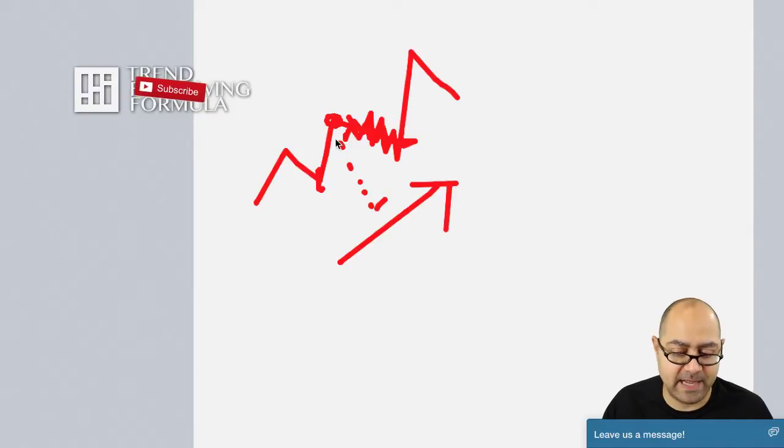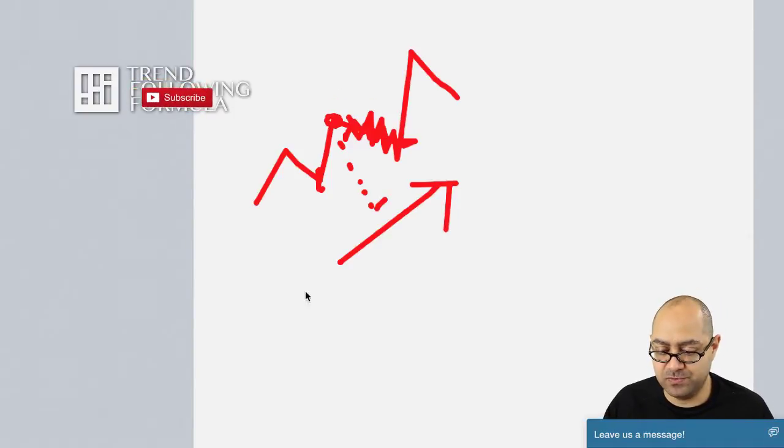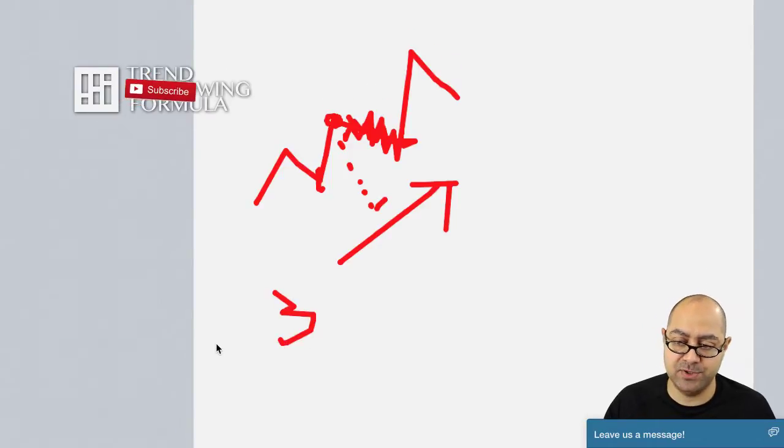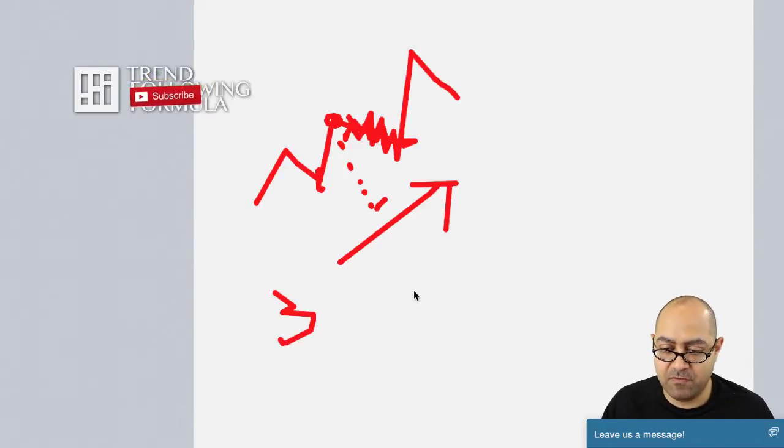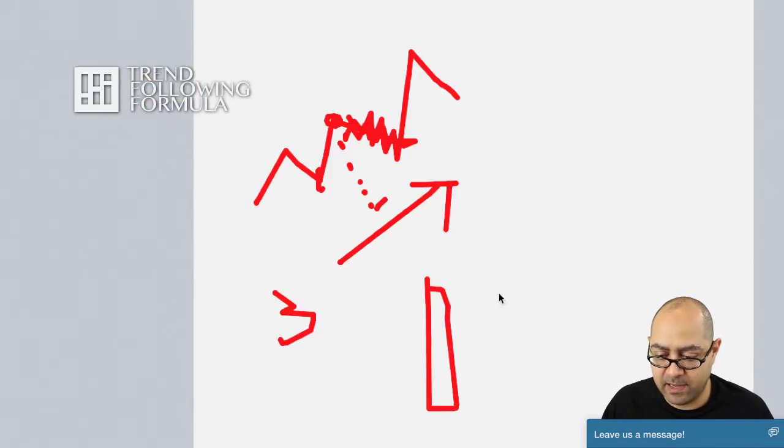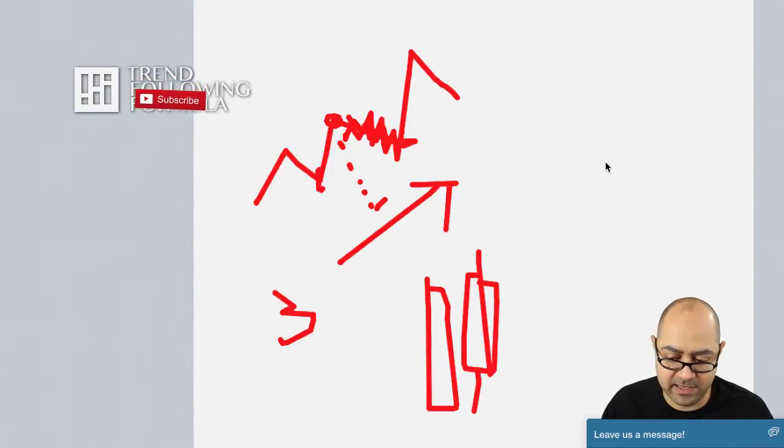We look for that correction. If we see that correction, we need to move to step number 3, which is looking for a setup. A setup is going to be a confirmation for a bullish reversal. It's going to be some sort of candlestick: bullish engulfing in case of an uptrend, bearish engulfing in case of a downtrend.